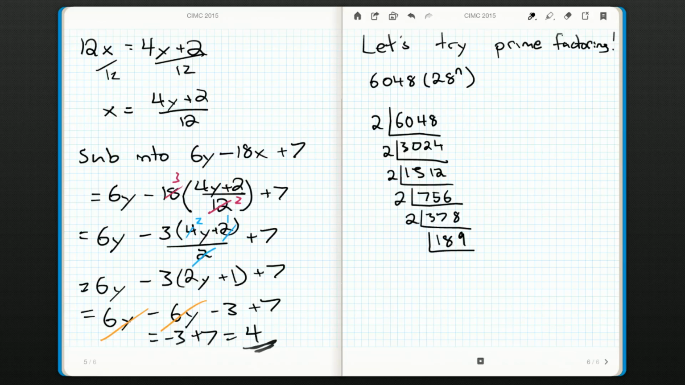So now we don't have 2s, but I can see 1 plus 8 plus 9 is 18. So we're going to have a factor of 3 here. 63. And another factor of 3 here. So that's going to be 21, another factor of 3, and then we get 7. So 6048, if I'm not mistaken, is 1, 2, 3, 4, 5, so 2 to the power of 5, and 1, 2, 3, so 3 to the power of 3, and 7 to the power of 1.